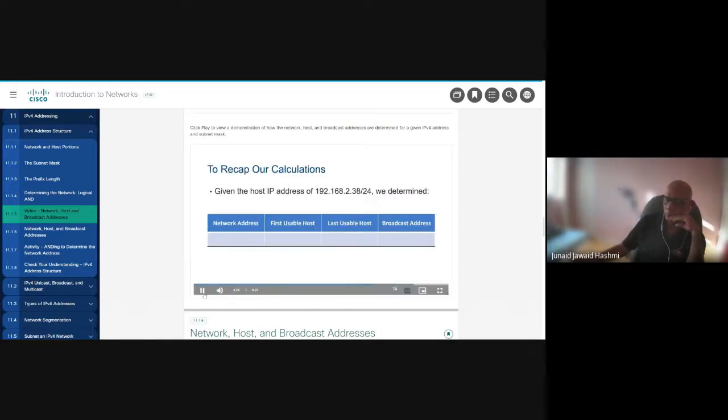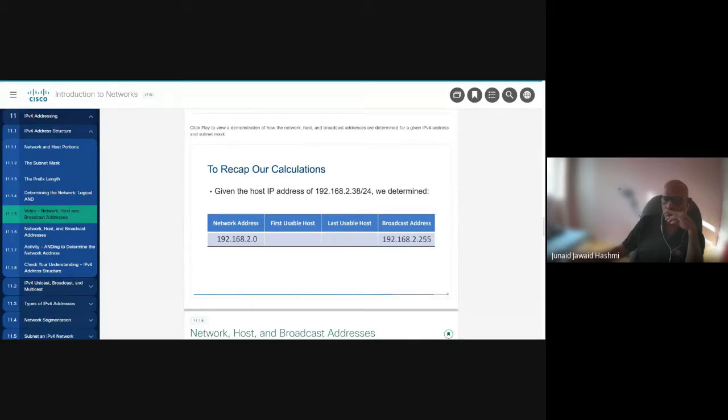Let's recap our calculations. We began with the host IP address of 192.168.2.38/24. Using binary ANDing, we determined that this host belongs to the network 192.168.2.0. Keeping the network portion the same, but placing all binary ones in the host portion, we determined that the broadcast address for this network is 192.168.2.255.